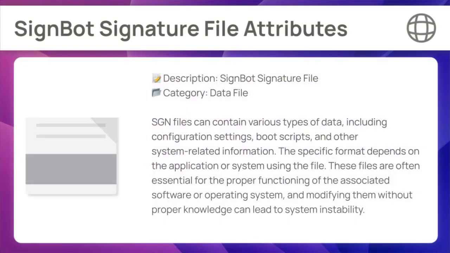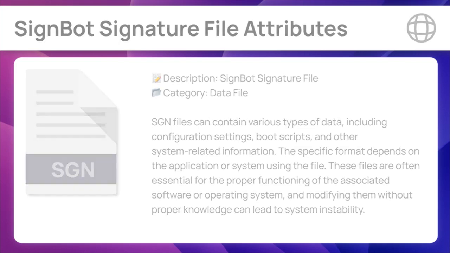SGN files can contain various types of data, including configuration settings, boot scripts, and other system-related information. The specific format depends on the application or system using the file. These files are often essential for the proper functioning of the associated software or operating system, and modifying them without proper knowledge can lead to system instability.